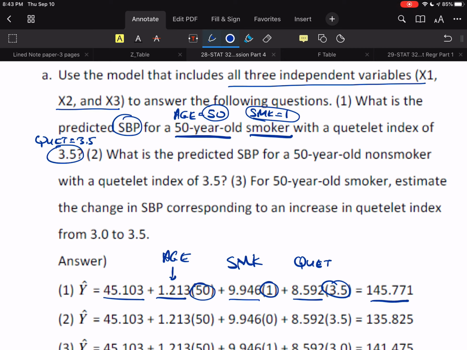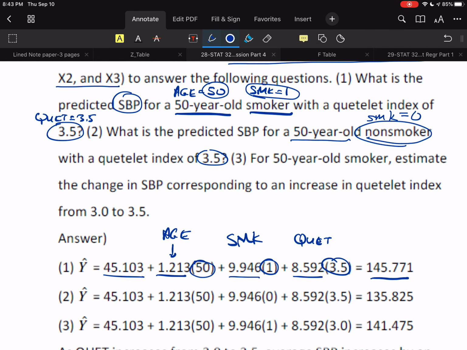Now, what's the predicted value for, again, a 50-year-old, but now non-smoker, so smoke equals 0, and QIT still 3.5. So we plug those in, and we go down, we predict that the systolic blood pressure will be 10 points lower. So just by not smoking, that would give you, on average, 10-point lower blood pressure, which is significant.